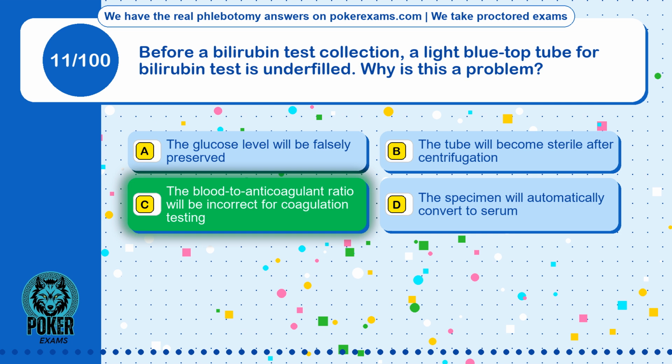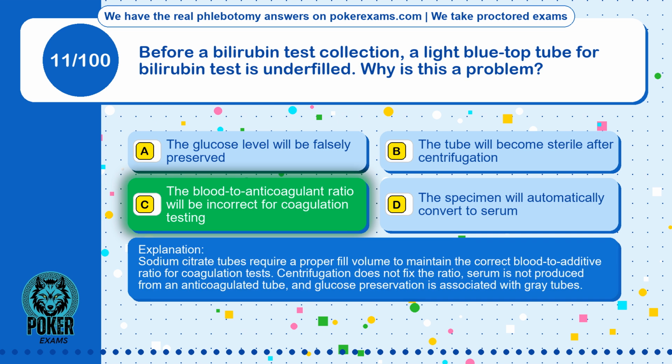The correct answer is option C. The blood to anticoagulant ratio will be incorrect for coagulation testing. Sodium citrate tubes require a proper fill volume to maintain the correct blood-to-additive ratio for coagulation tests. Centrifugation does not fix the ratio, serum is not produced from an anticoagulated tube, and glucose preservation is associated with gray tubes.